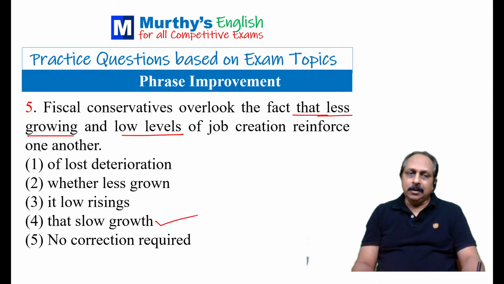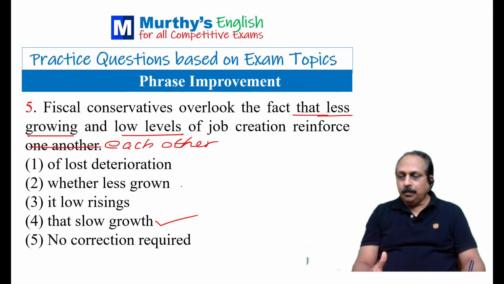Is it one another or each other? We are talking about two things. We cannot use one another, we have to use each other. Two persons or two things, each other; more than two, one another. But based on the question, the answer is the fourth option. Perfect.